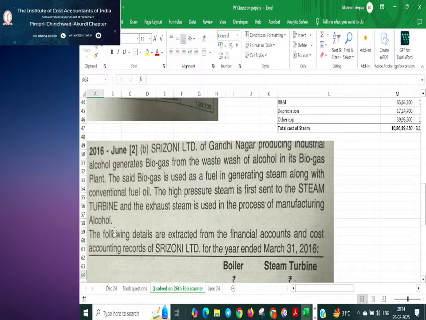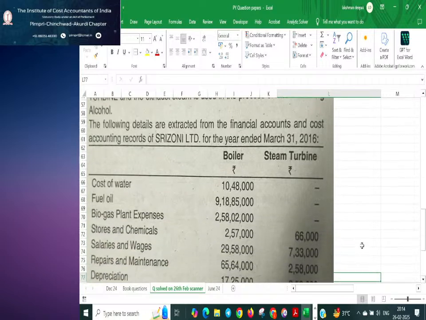They say this is the RPM of the machinery, of the turbine. So, itne bar rotate karke, it will generate the steam into power. That is RPM, which is specific for those turbines. Okay, and the exhaust steam is used in the process of manufacturing the alcohol. The following details are extracted from the financial accounts and the cost accounting records.